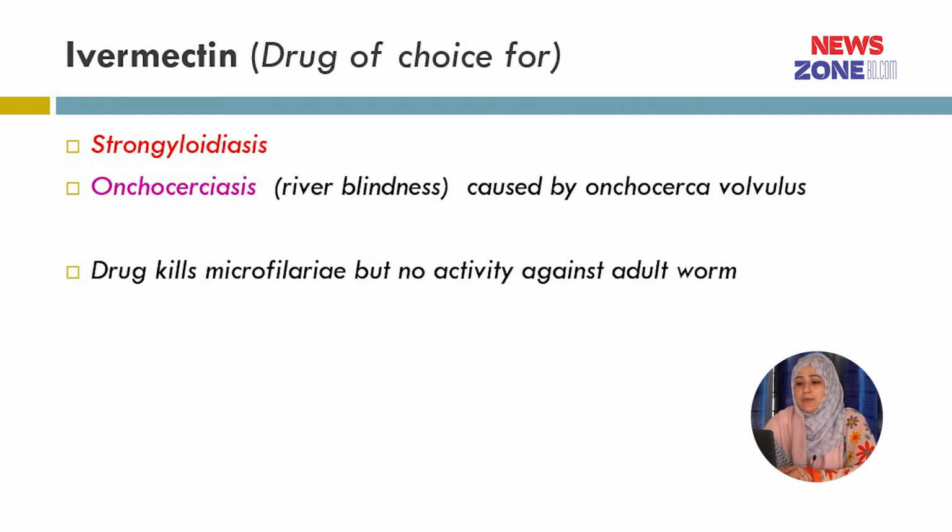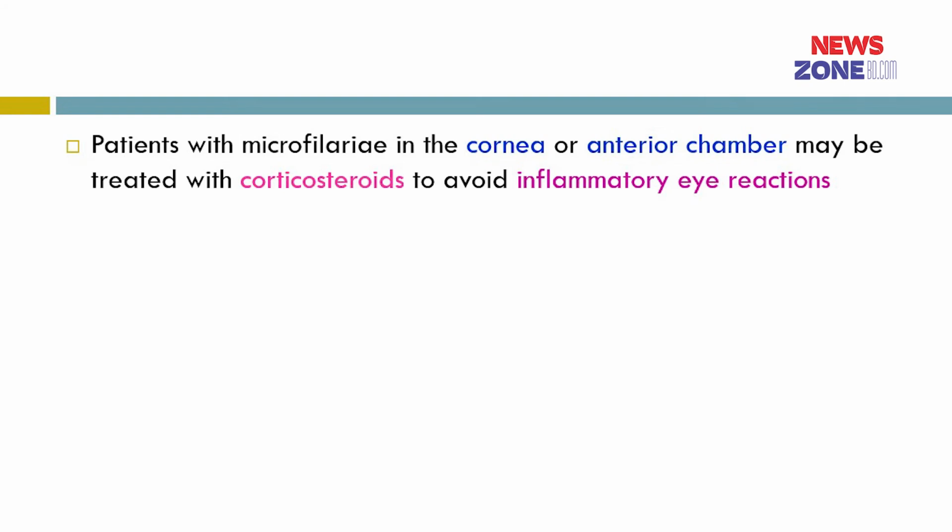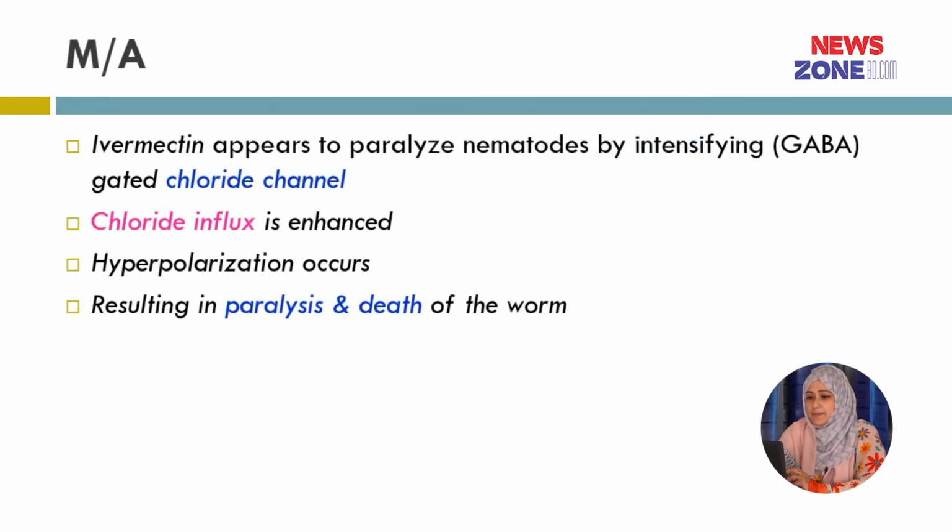Now, ivermectin. It is the drug of choice for strongyloidiasis and onchocerciasis, and this drug kills the microfilariae but is not active against the adult worm. The patient with microfilariae in the cornea or anterior chamber may be treated with corticosteroid to avoid inflammatory eye reaction. What is the mechanism of action?